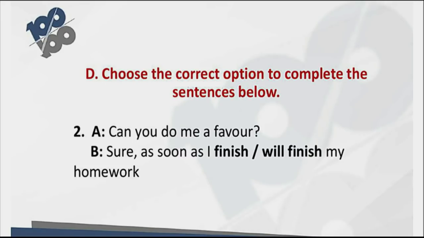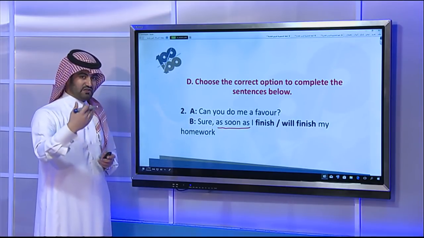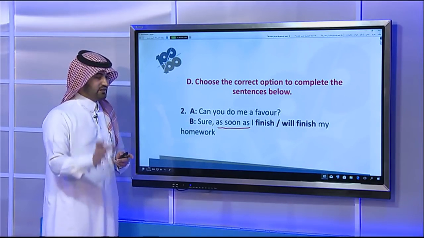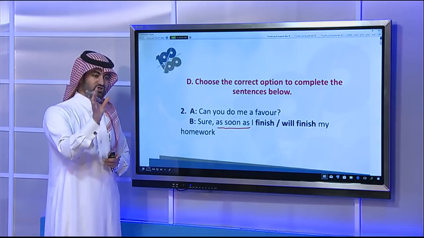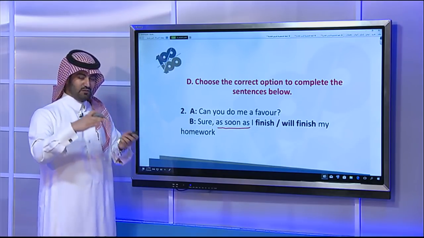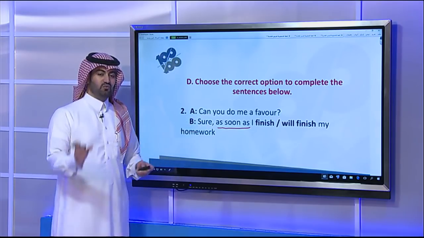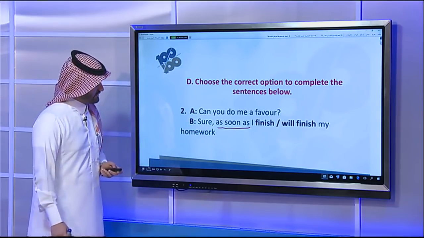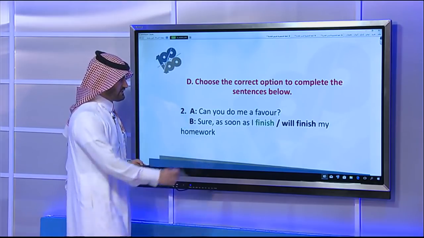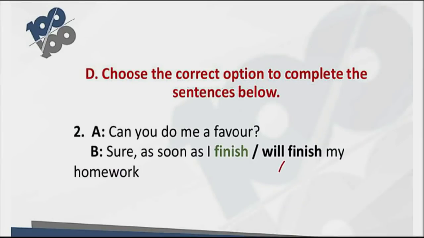The word here, as soon as, is a time clause, starting time clause: as soon as, when, while. And the rule says in a future sentence, when you have a time clause and a main clause, when you see the word as soon as, it comes with the present simple, which is finish. So I cannot say will finish. Why? Because of the word as soon as.